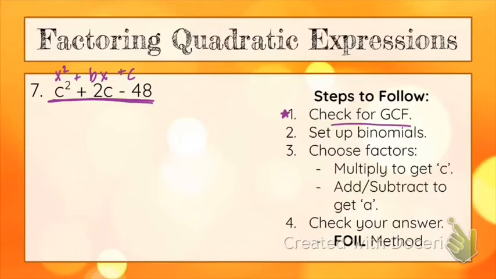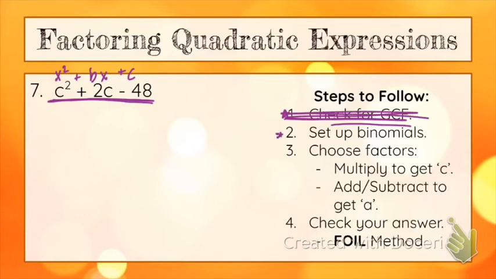Okay, so first we look at coefficients. This is a 1, a 2, and a 48. Well, the only thing that goes into 1 is 1, and if we divide all these by 1, it doesn't change anything. So you can't take a coefficient out. But what about a variable? We have a c here, a c here. Oh, but we don't have a c there. So there is no common factor between these 3 terms. So we have done that. We've checked for a greatest common factor.